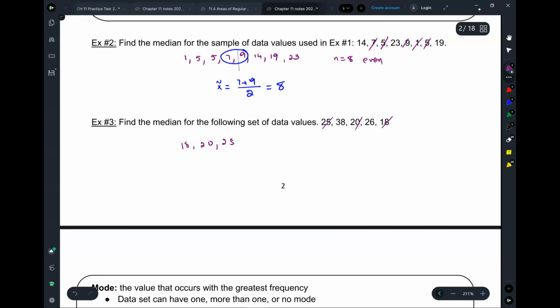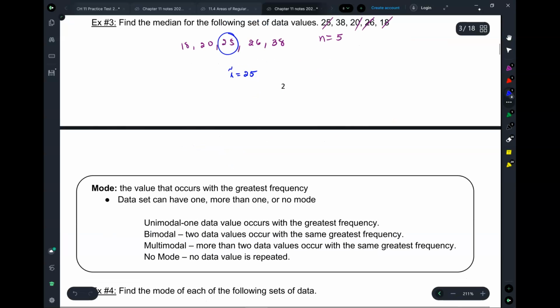So we have 18, 20, 25, 26, and 38. Here, n equals 5, that's an odd number. If you go to the middle of the data, because it's an odd number, there is a number there, so we say x tilde is 25. So far, so good, right? Remember doing this in elementary school?